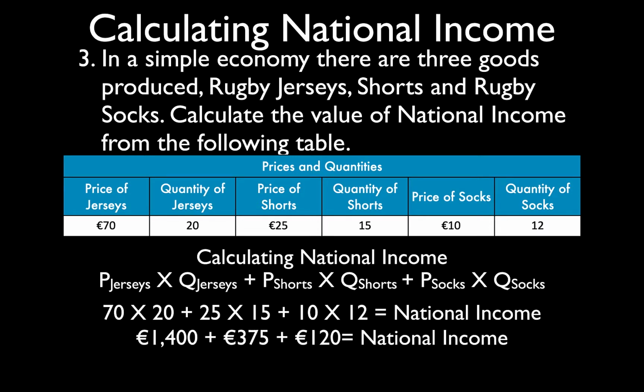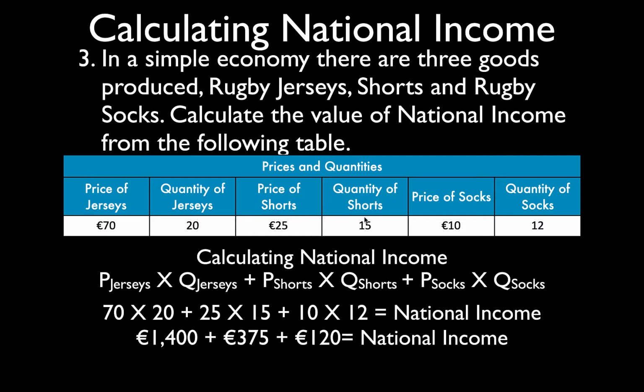So again, I'll work them out individually, and I will go through this over and over again, so hopefully, constant dripping wears the stone. If I say it enough times, hopefully it will stick. So €70 times 20, I believe, is €1,400. That's the total value that was added to the economy from the production of rugby jerseys alone.